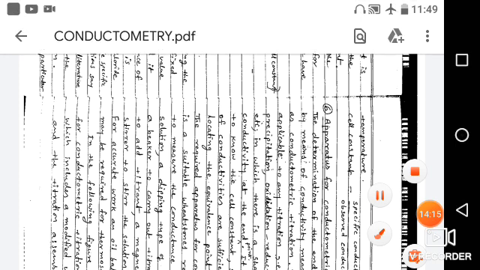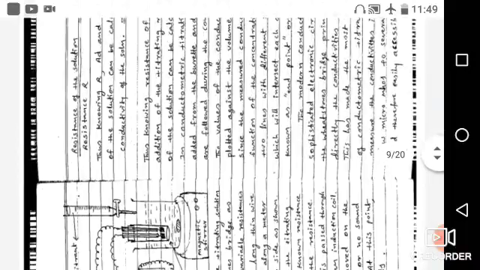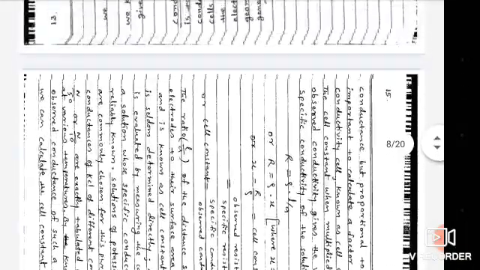So this is about the conductometric titration and the apparatus for the conductometric measurement. In the next lecture we are going to learn about the different types of conductometric titration.